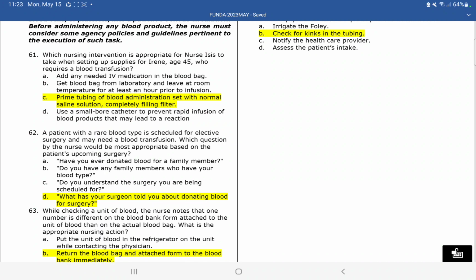Kasi nga, rare. Have you ever donated blood for family member? Do you have any family members who have your blood type? Okay, so you must know first that the conversation between the patient and the doctor. The question here is, I was confused because when it is a policy that when the doctor is doing the rounds, make sure nurses are always at the side of the doctor. So, haven't you there? Have you not there during the time that the surgeon was giving a talk with the patient? Parang ganun lang. But this is the best compared to the other option.